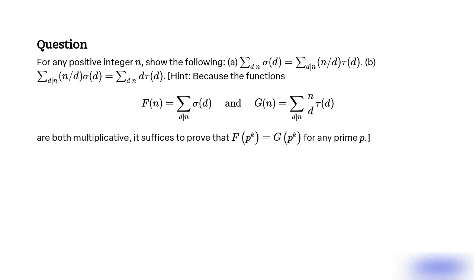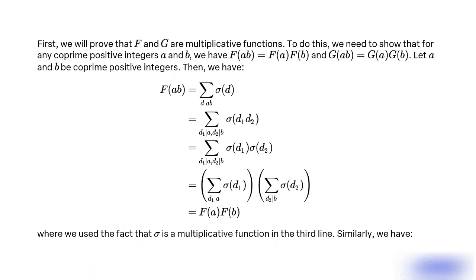The objective is to prove two equations involving the divisor function and the sum of divisors function by showing that they are equal to two multiplicative functions evaluated at prime powers. First, we will prove that f and g are multiplicative functions.